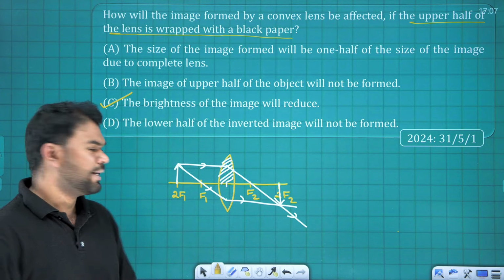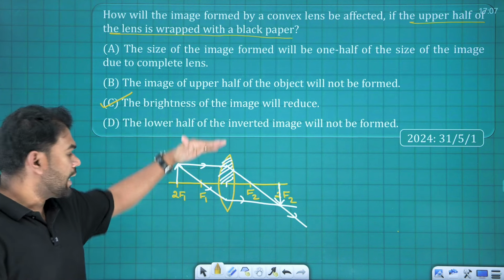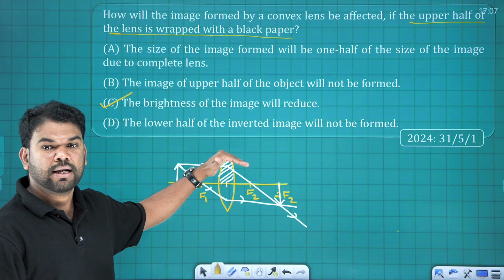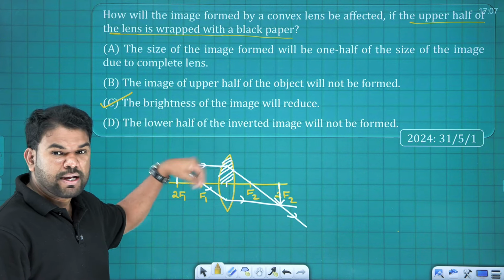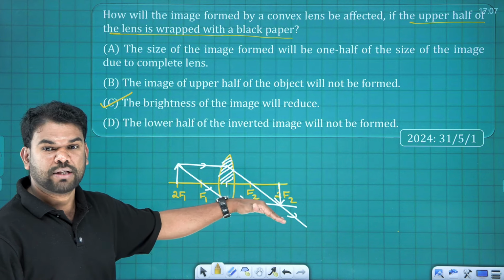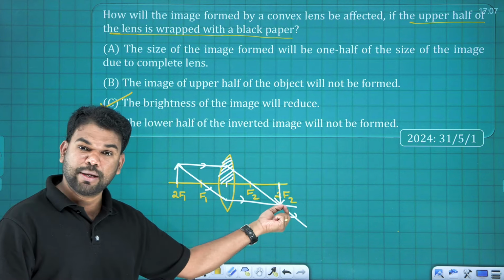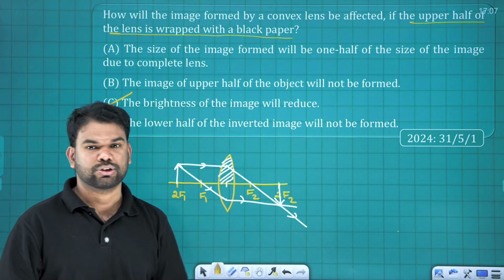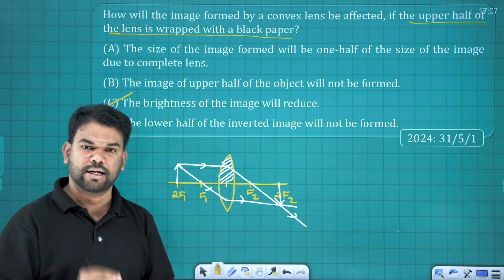I think all of you got the idea correctly. Even though one portion, or 1/2, of the lens is covered with black paper, a lot of light rays are there. Light can easily pass through the lower part of the lens and you will get the image completely. Only the intensity or brightness of the image will be reduced.